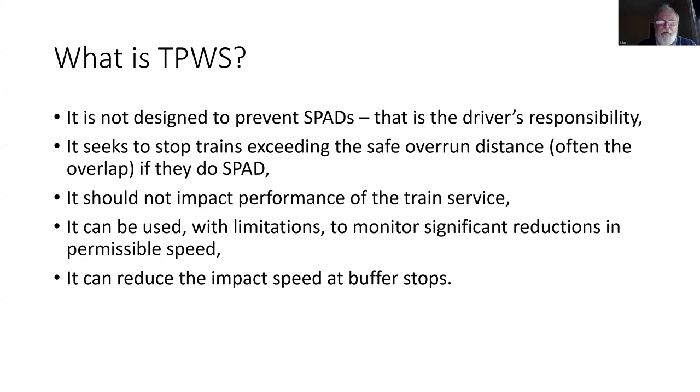So what is TPWS? Well, it's not designed to prevent SPADs, that's signals passed at danger. That is still the driver's responsibility. What it does do, though, is to seek to stop a train exceeding the safe overrun distance, often called the SOD. That SOD is normally the overlap, but it can be longer depending on where the first conflict is. It should not impact the performance of the train service. The idea is that this system is sitting in the background, just monitoring things and only intervening when it is absolutely necessary.